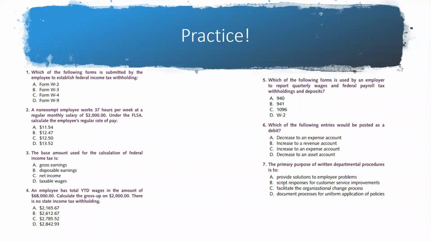These are similarly from the FPC booklet instead of the CPP, but very similar. So number one, which of the following forms is submitted by the employee to establish federal income tax withholding? A, Form W-2, B, Form W-3, C, Form W-4, or D, Form W-9?